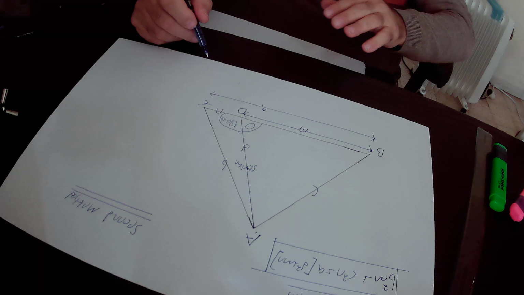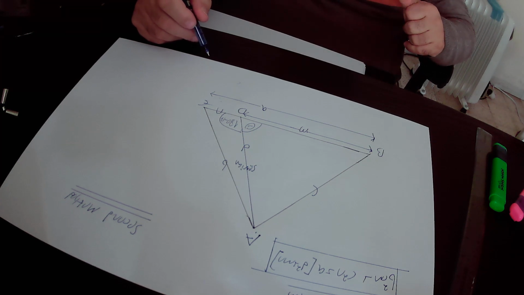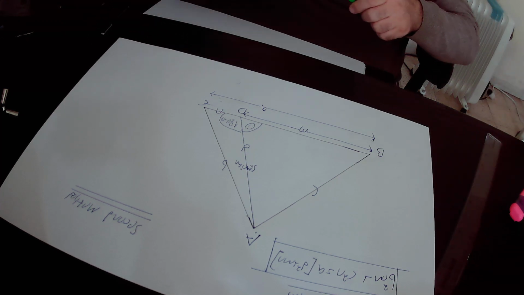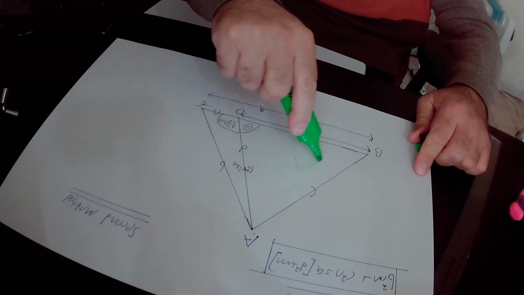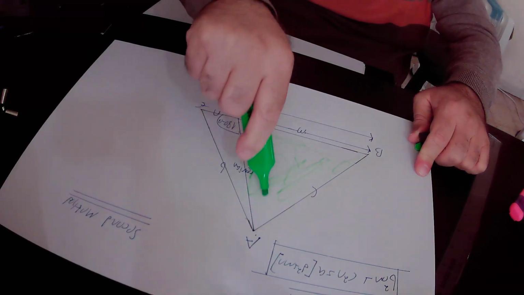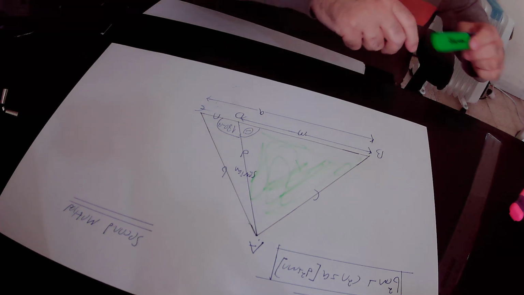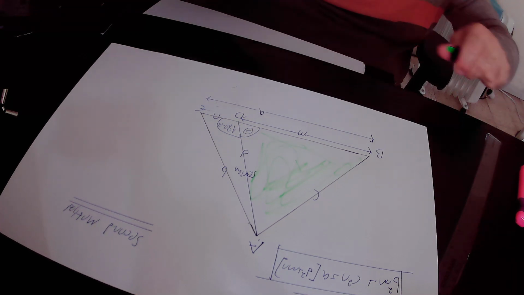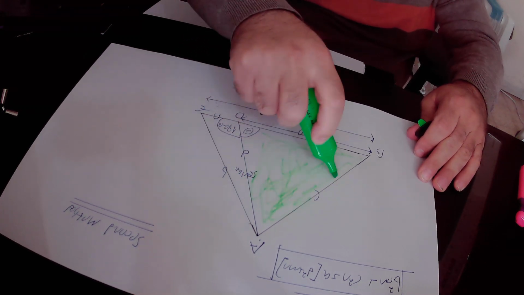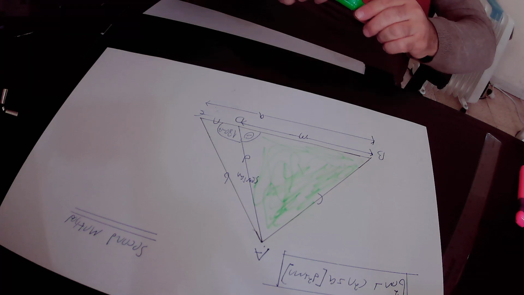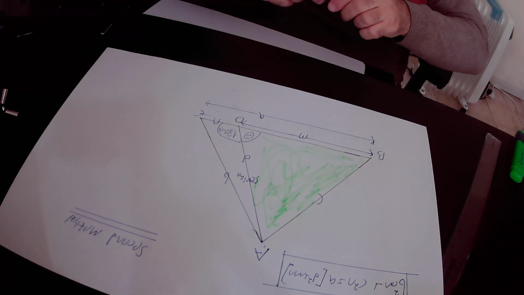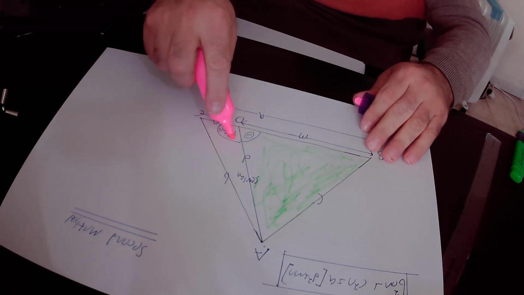In the next step, we will implement the law of cosines in the green triangle, triangle ABD. This green triangle. And then we'll implement it on the pink triangle, triangle ADC.